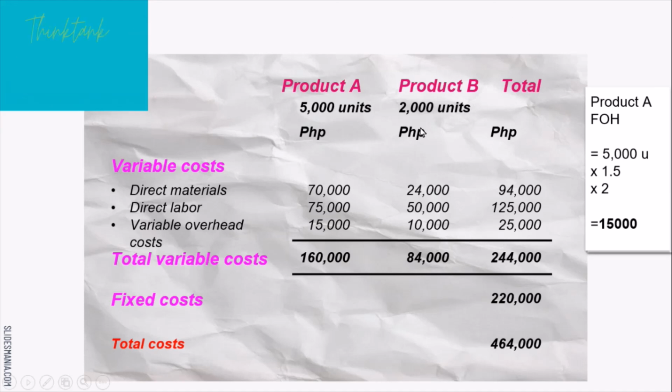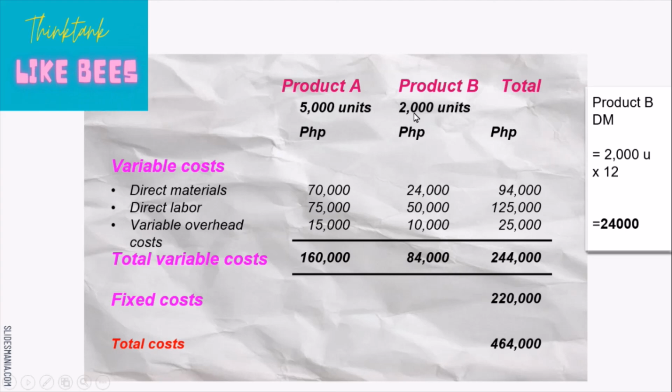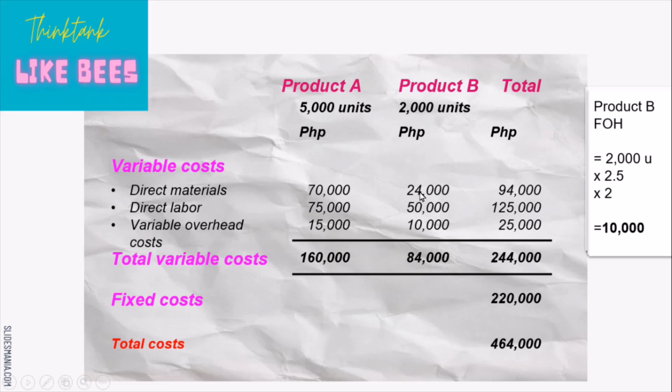What about product B? So given here is 2,000 units. So we're going to compute the direct materials. So we have 2,000 multiplied by 12. So we have 24,000. For the direct labor, we have 2,000 times 2.5 times 10. So we have 50,000. For the variable overhead, we have 2,000 units times 2.5 times 2. So we have 10,000. So all in all, product B had total variable cost of 84,000.